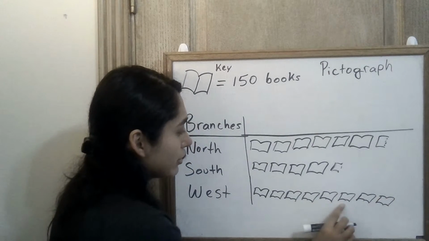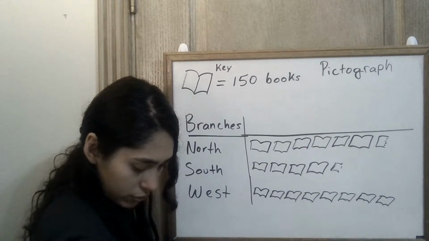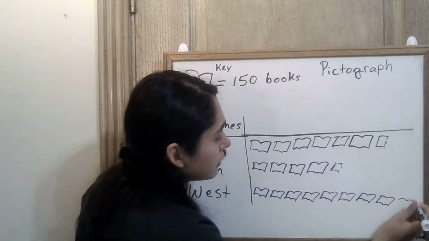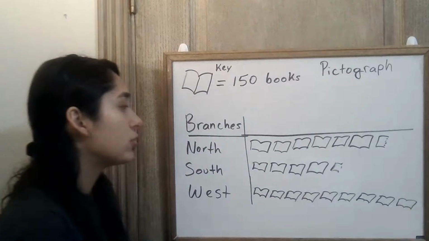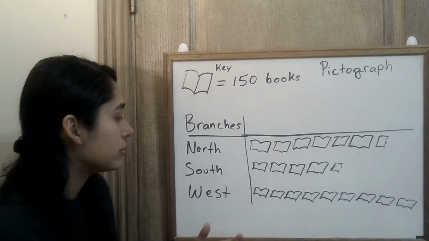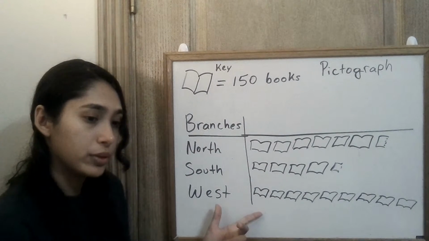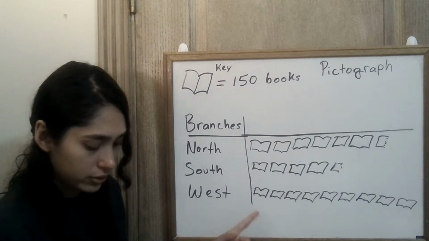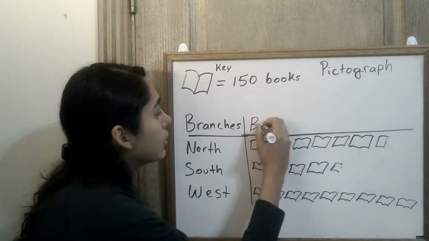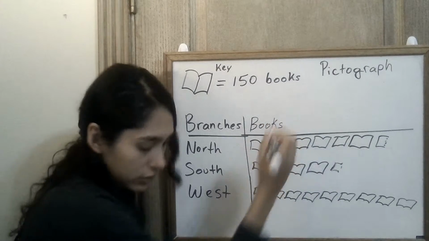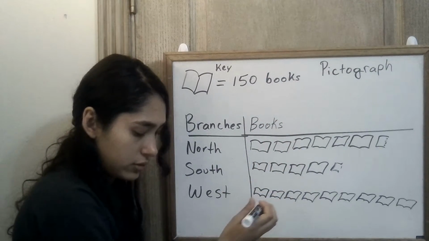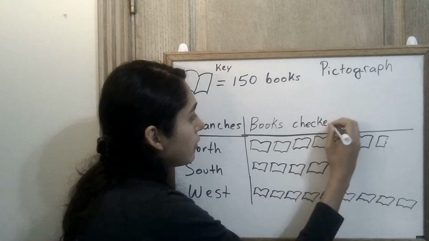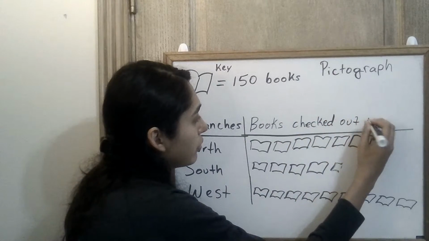2, 3, 4, 5, 6, 7, 8, 9. Okay. So visually, I can tell that the West branch has more books. Oh, I forgot to label this part. Books checked out in April.